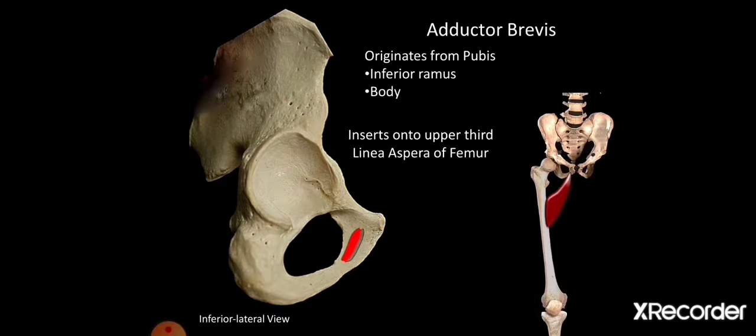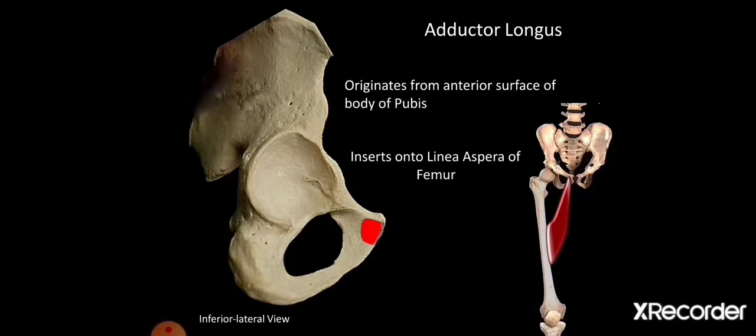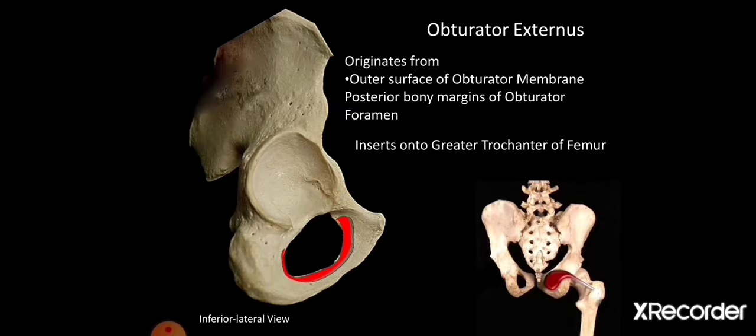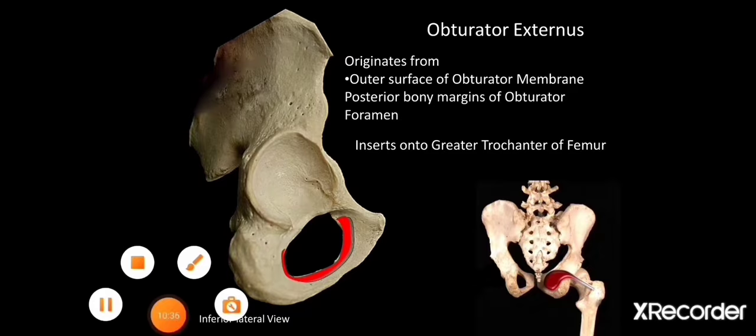This is adductor brevis originating from the inferior ramus and the body of pubis. Brevis means small muscle. Then this is the adductor longus originating from the anterior surface of body of pubis. This is gracilis. This is originating from the inferior ramus of pubis and the ramus of ischium. This is your obturator externus muscle arising from the external surface of the obturator membrane, also the bony margins of the obturator foramen. This is your obturator externus.